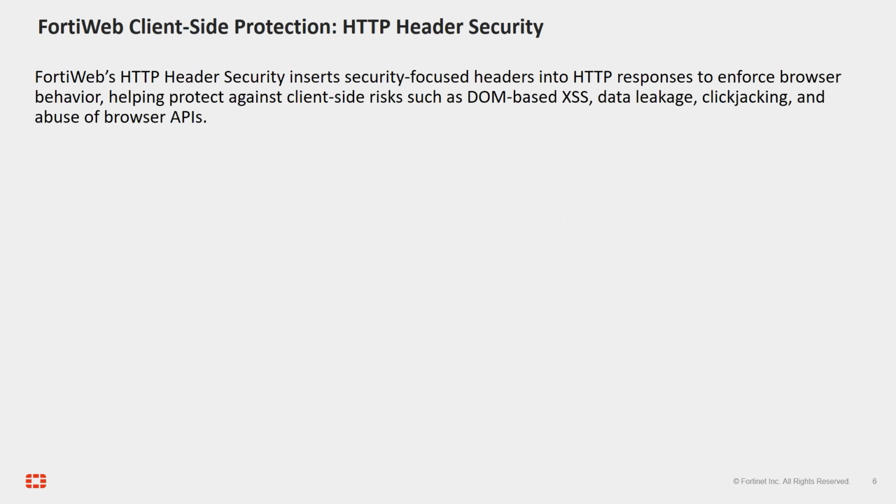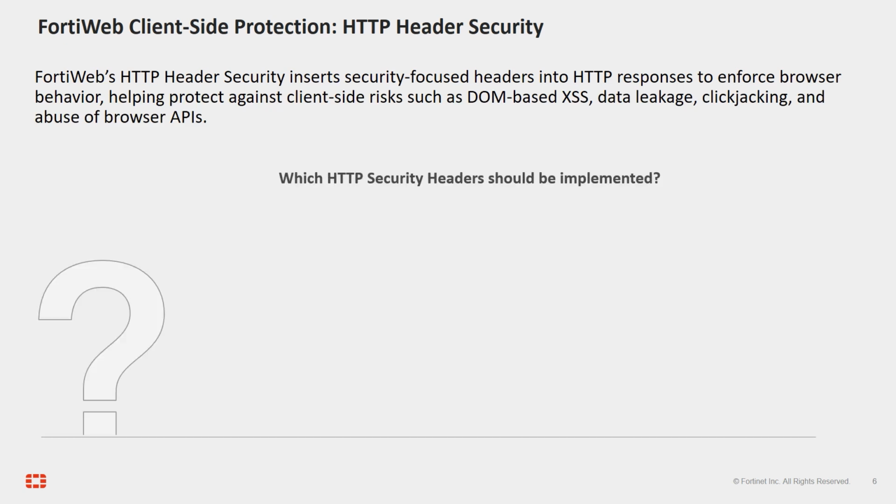FortiWeb's HTTP header security inserts security-focused headers into HTTP responses to enforce browser behavior, helping protect against client-side risks such as DOM-based XSS, data leakage, clickjacking, and abuse of browser APIs. Let's look at how FortiWeb helps strengthen client-side security by inserting browser-enforced headers.